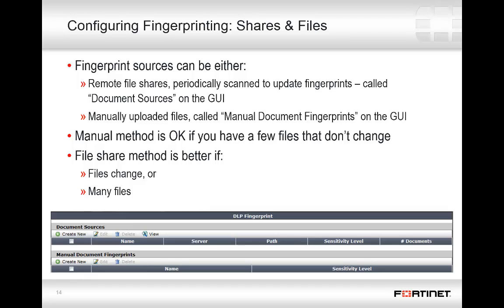After fingerprints are defined, go to a DLP sensor's filter where the type is file and file fingerprint is chosen, and select a file sensitivity level.